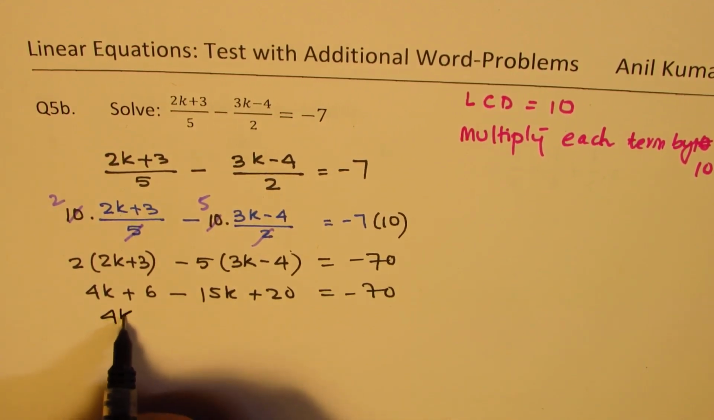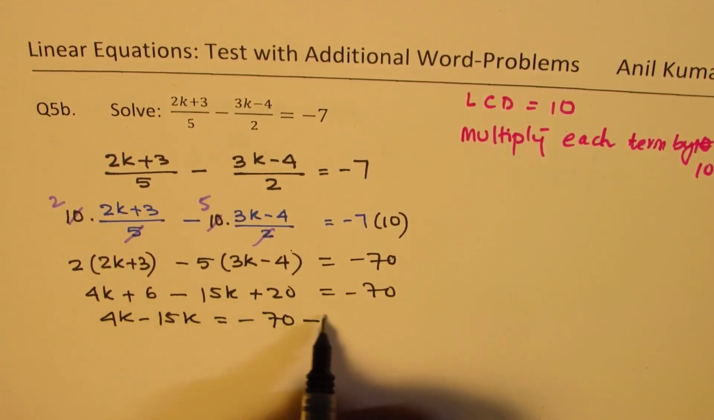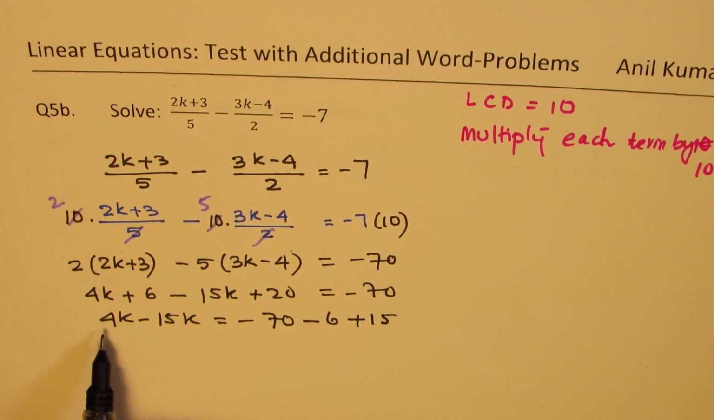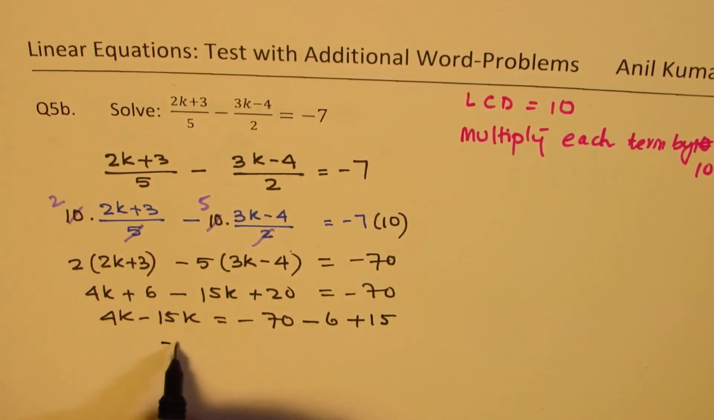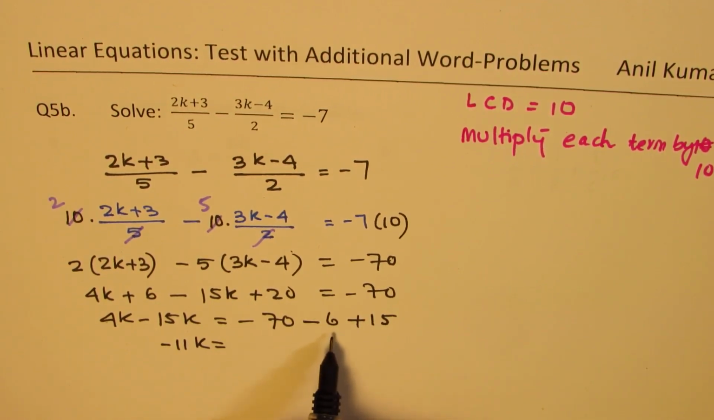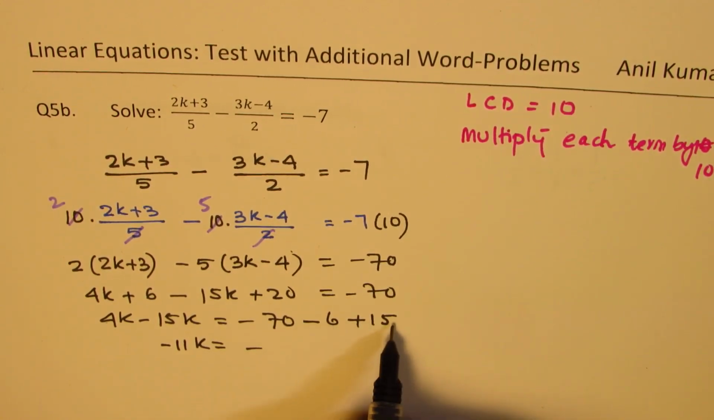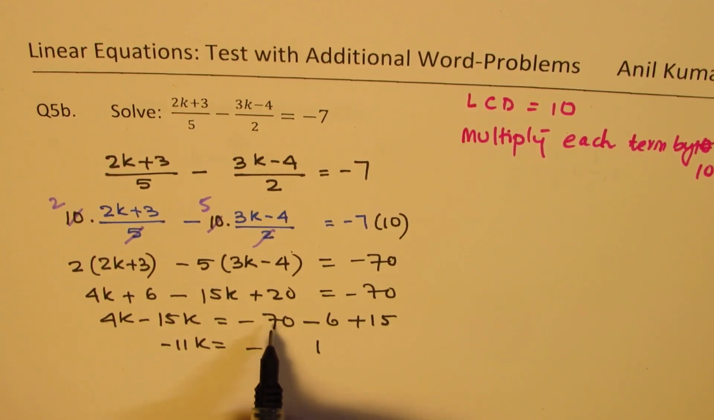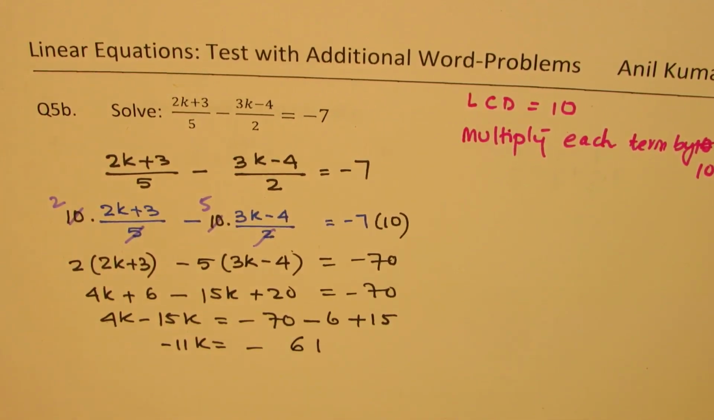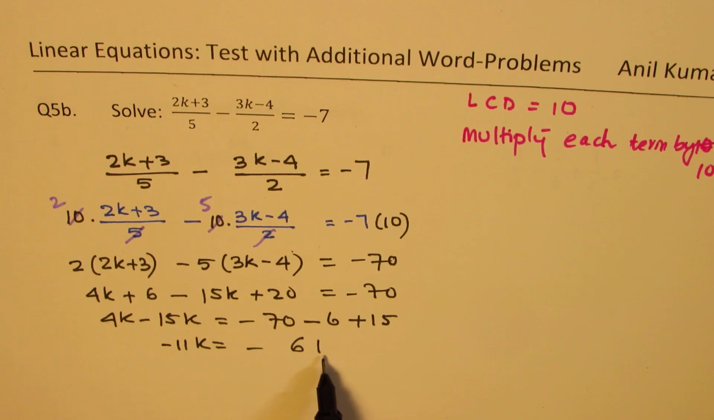So 4k, let me write down like this only now, and take the numbers on the right side. So it becomes minus 6 plus 15. Clear? 4k minus 15k is minus 11k equals to, well, it is minus 76, and from that take away 15, the answer is negative. Is that clear to you, right? So that's what we will get, right? So 76, you could do 76 minus 15, so which will be 61, okay?